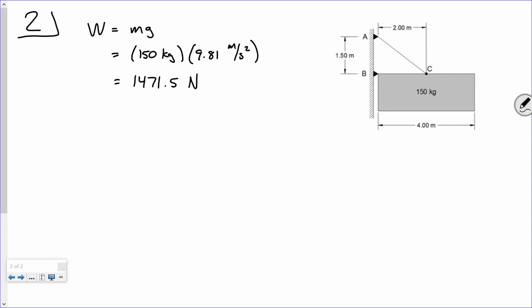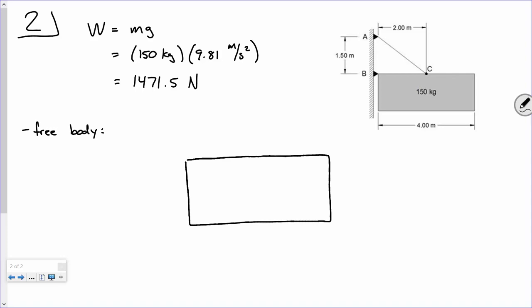All right, let's look at a free body. All right, so here's my sign, as Bill Engvall would say. You like that? Here's your sign. Now, I have a force going down of, as you say, 1471.5 newtons, right? Okay.